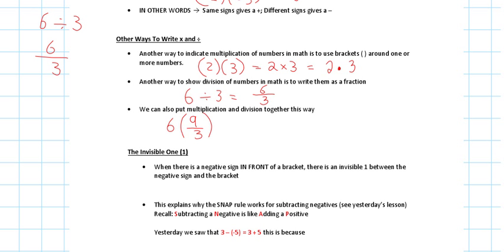So I can write this as 6 times. Now, because I have the brackets, I have to leave the brackets because that will affect my BEDMAS, right? So 6 times 9 divided by 3. These two are exactly the same thing, okay? They're written differently, but they're exactly the same thing.